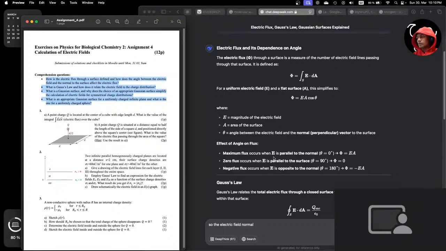So, okay, so it passes through. Okay, I understand that. Zero flux when E is parallel to the surface. Okay, so it means that one is 90. Okay, so that has three answers.